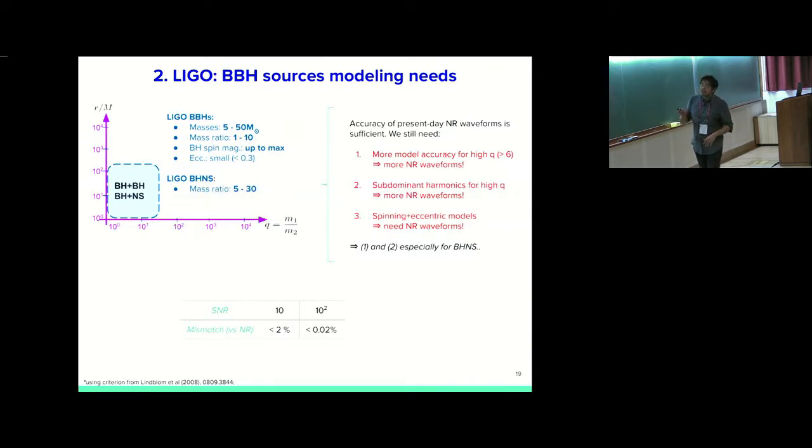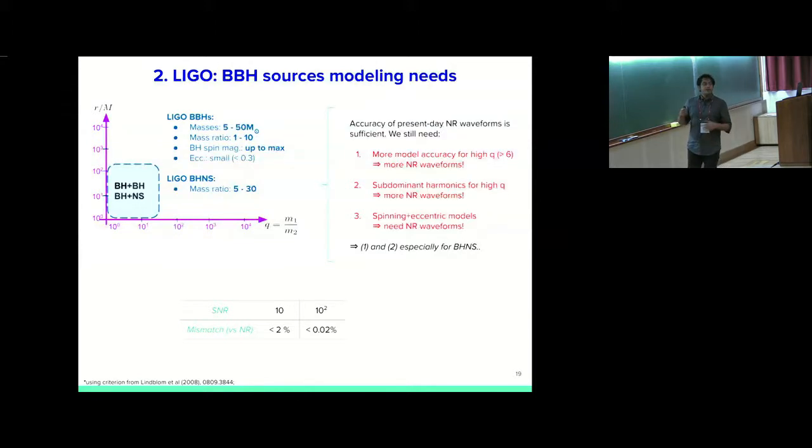But they can have mass ratios as high as 30. For instance, a 1.4 solar mass neutron star inspiraling into a 40 solar mass black hole. And our current models are nowhere close to being able to model the higher mass ratio end of such systems. So just for LIGO, what we still need from both the numerical relativity and waveform modeling community is many more waveforms, much better calibration at higher mass ratios.